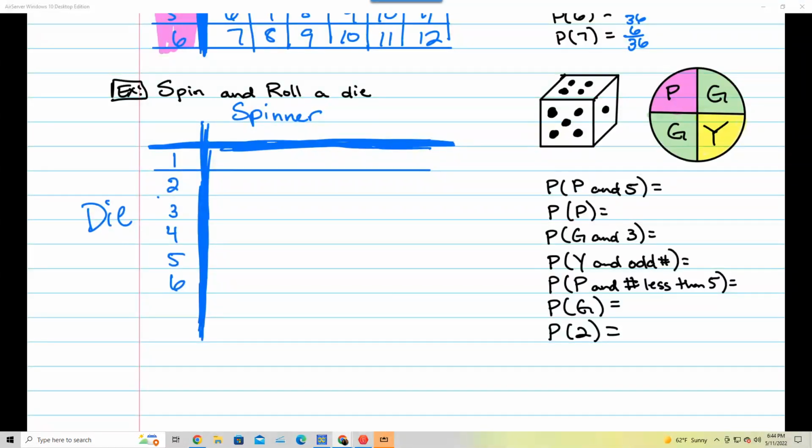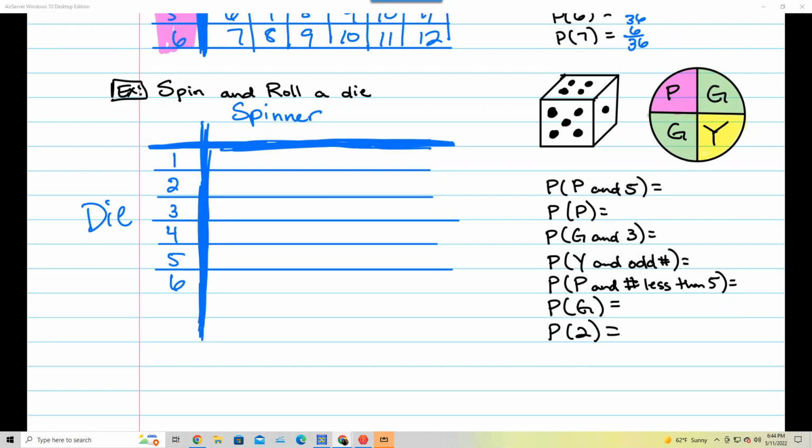And since it's coming from my die, I'm going to pretend it's a pink die, and I'm just going to go ahead and color that pink. So here's the things that can happen from my pink die. I can roll a 1, 2, 3, 4, 5, and 6.